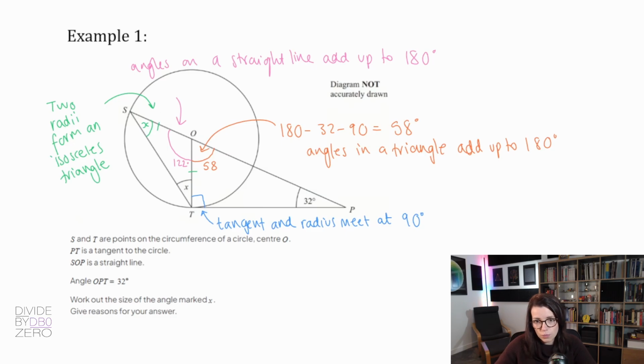And now we can just do 180, take away 122, and that gives us 58. And then we've got to share that 58 equally amongst the two x's, so let's divide that by 2, 29. So x equals 29 degrees.